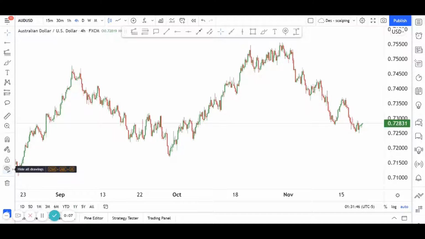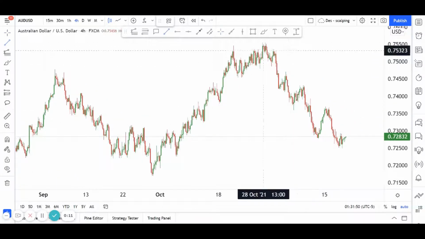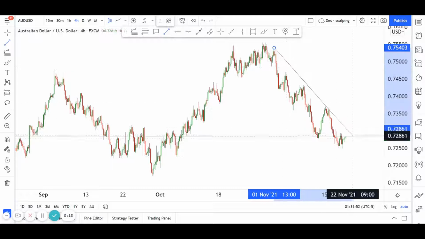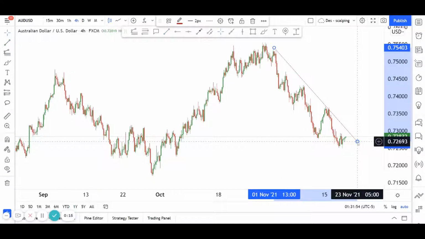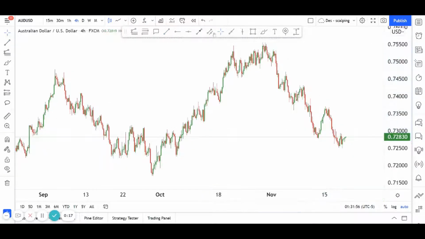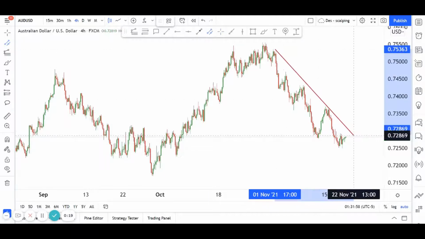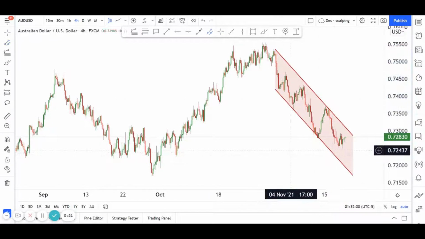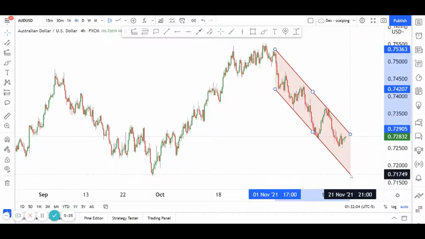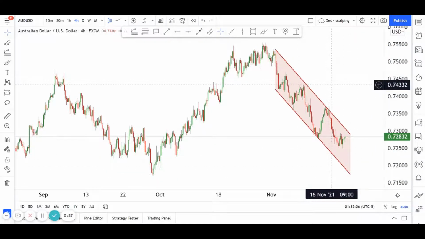All right, so today we're looking at Aussie dollar, right? And the thing I want to highlight about Aussie dollar is that right off the bat, you can see there's a very strong descending resistance line. And it could even be a channel. Let's take a look at that. Yeah, you can see it's a channel, right? So it's a bearish channel that tells us there's bearish momentum on Aussie dollar.